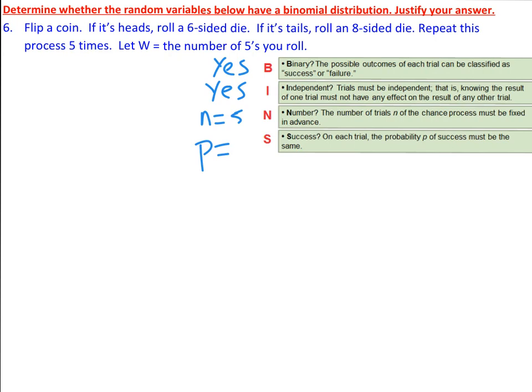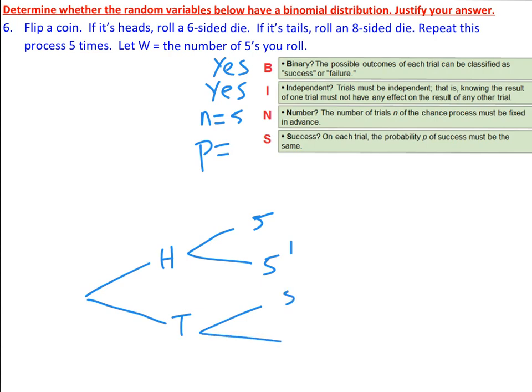Certainly off the bat, I would not expect you to come up with this, but if you were to put together a tree diagram, you have your coin flip, and then you have 5, not 5. If you got tails, it would be 5 and not 5. The flip is 50-50, but if you got heads, the odds of getting a 5 is a 6th. Not a 5 would be 5 out of 6.